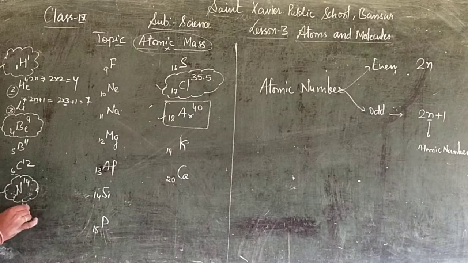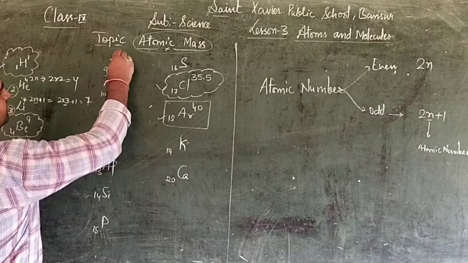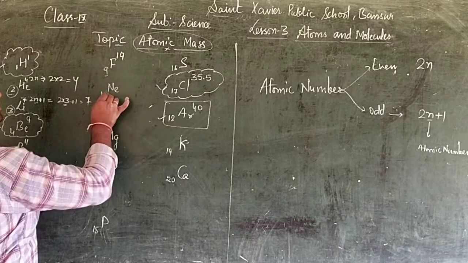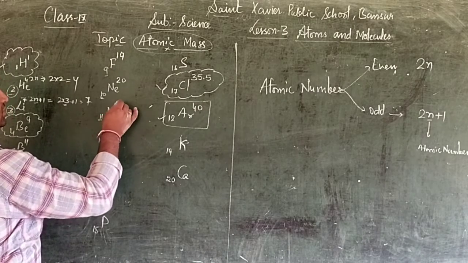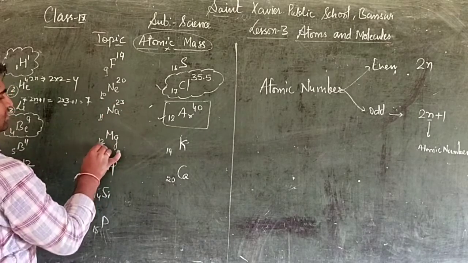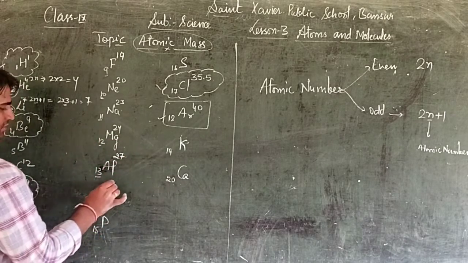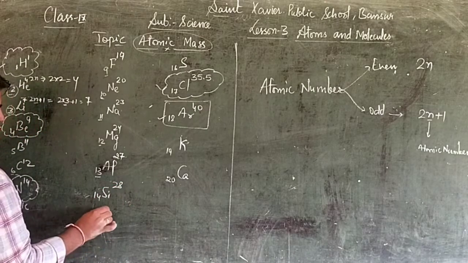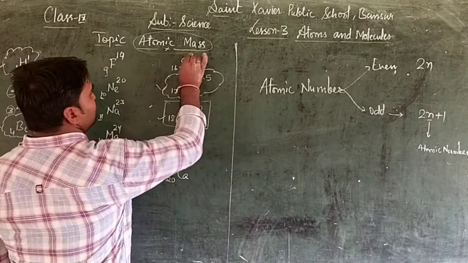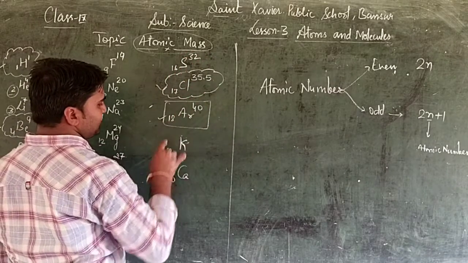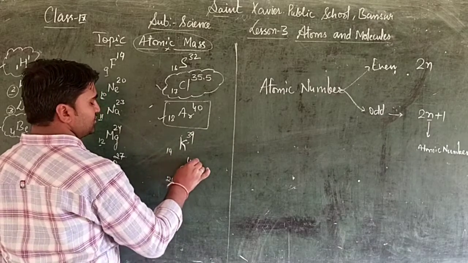For this 16, because it is even. In this it is odd, so 9 times 2 is 18 and 1, 19. For this it is even, again odd. So 11 times 2 is 22 and 1, 23, 24. 13 times 2 is 26 and 1, 27, 28, and for this 30 plus 1, 31, 32. These are exceptional cases: 19 is 39, 1 and this is 40.